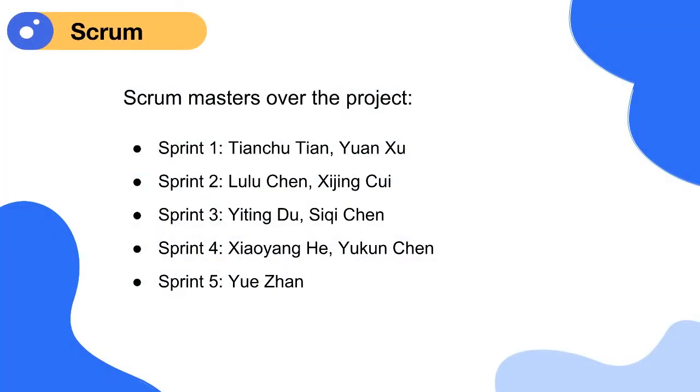We have 5 sprints, and there are nine of us in the team, so we decided to appoint 2 Scrum Masters per sprint for the first 4 sprints, and then appoint 1 Scrum Master for the last sprint.